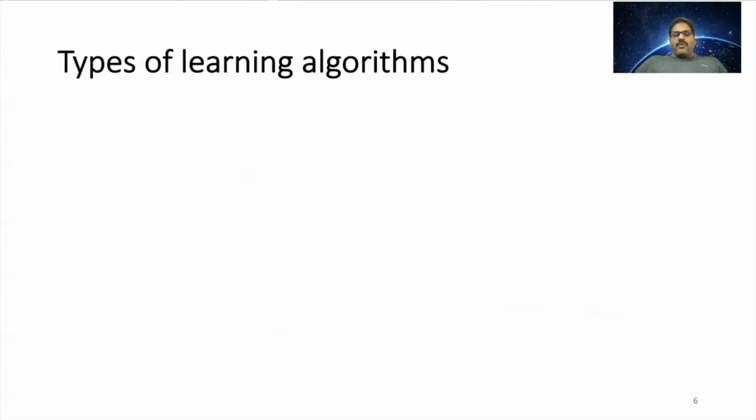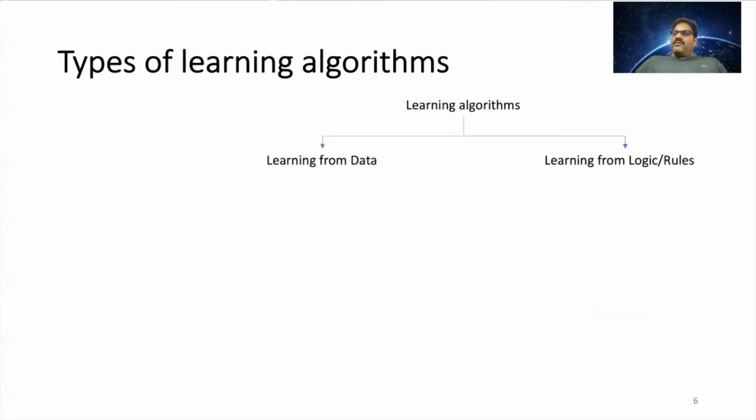So when we talk about learning algorithms, they can be broadly classified into two types. One is learning from logic or rules. In this class of learning algorithms, users provide their domain knowledge in the form of logic or rules. The algorithms learn from these rules and make decisions accordingly for a particular task.